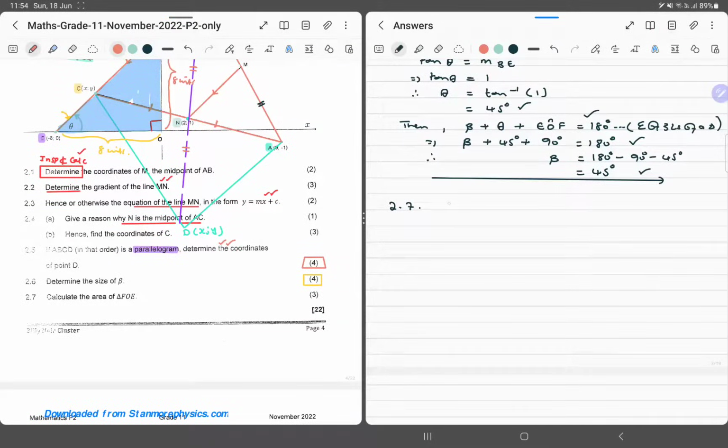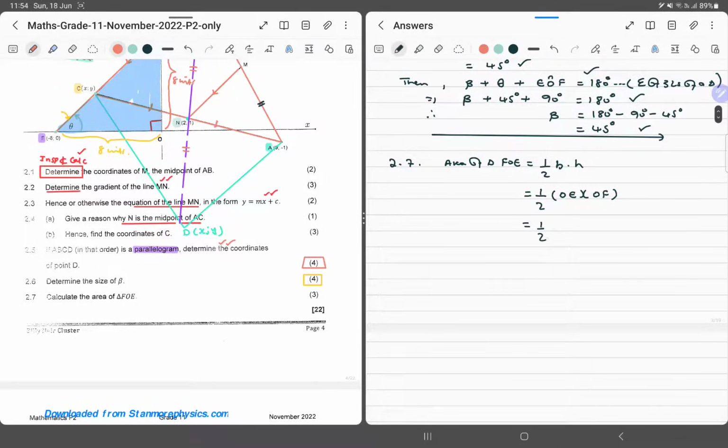So we can just say area of triangle FOE is going to be equal to half. We can choose the base to be OE times the vertical height, which is OF. Easy stuff. Remember, formulae are important before you substitute. So it's half base times height, which is half of OE times OF.